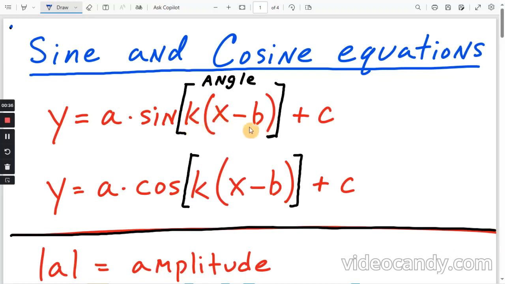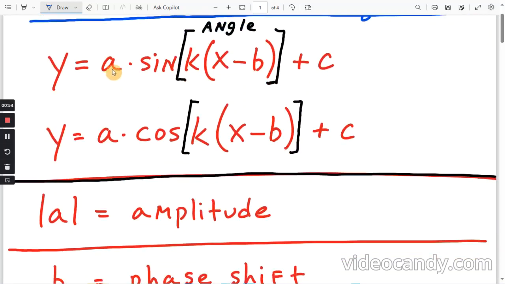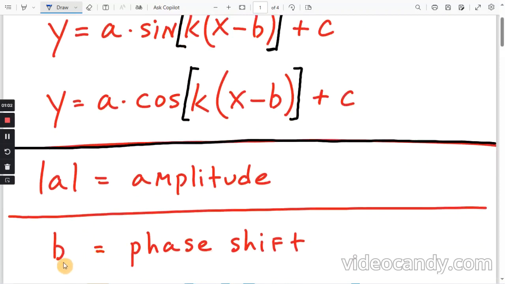It won't always be written this way, as you will see in the examples, but sometimes you need to factor out that k, that constant term. Anyhow, let's see what each letter represents, and then we will define them. So the coefficient in front of the sine or cosine, the absolute value, is the amplitude. And the b is considered the phase shift.